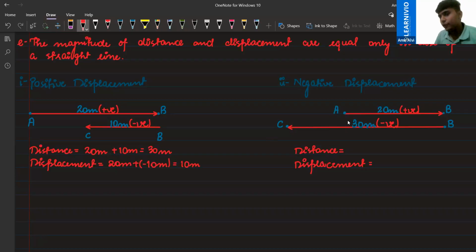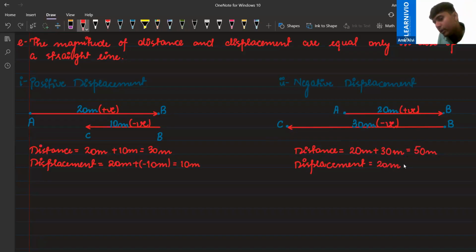Yeah, that's right. If you talk about distance, it will always get added, doesn't matter wherever you are moving. 20 plus 30 is going to be 50 meters. And if we talk about the displacement, it's 20 and negative 30. So obviously it's going to be negative.